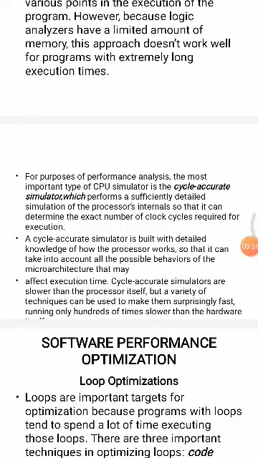a sufficiently detailed simulation of the processor internals so that they can determine the exact number of clock cycles required for the execution. The cycle accurate simulator is built with detailed knowledge of how the processor works so that it can take into account all the possible behaviors of a microarchitecture that may affect the execution time. Cycle accurate simulators are slower than the processor itself, but a variety of techniques can be used to make them surprisingly fast, running only hundreds of times slower than the hardware.